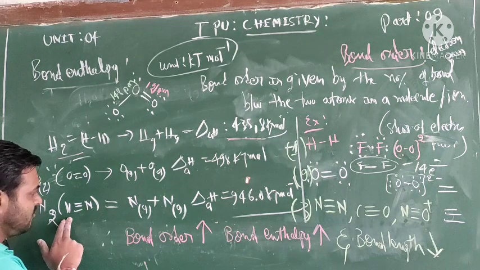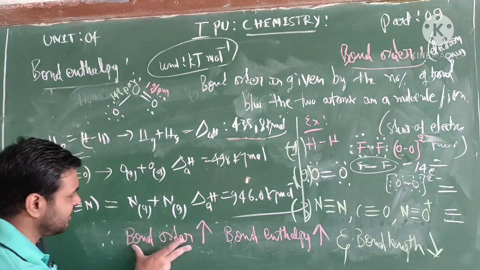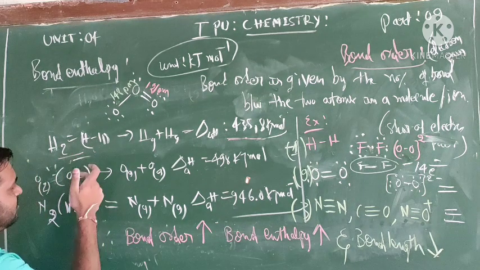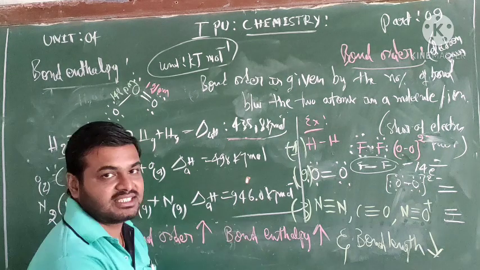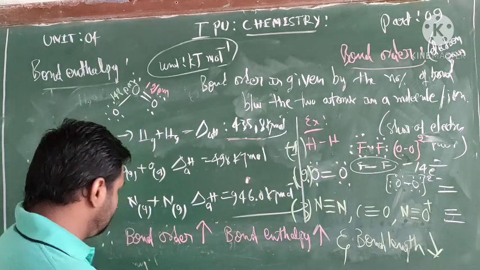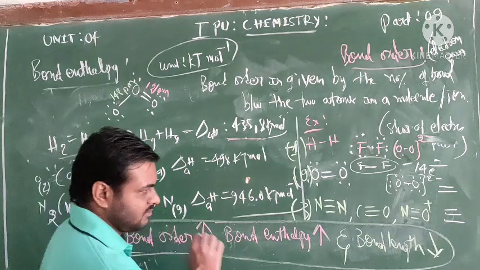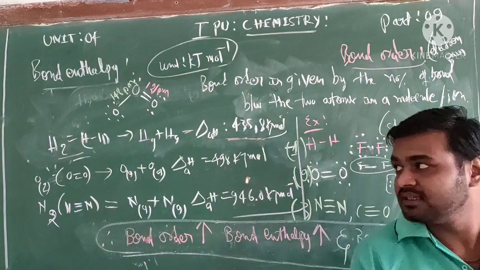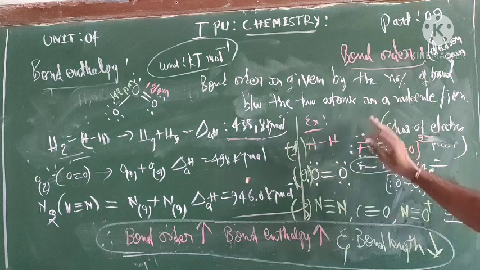And one more example. Nitrogen molecule. This is a triple bond. The value of bond order increases. 1, 2, 3. 3 is increased. Bond enthalpy is 946. Compared to these two, this increases. Okay students, this is very important. Clear? This is about bond enthalpy and bond order.